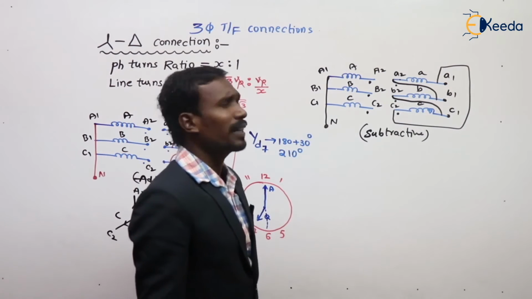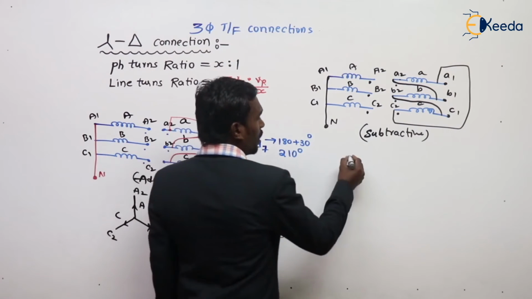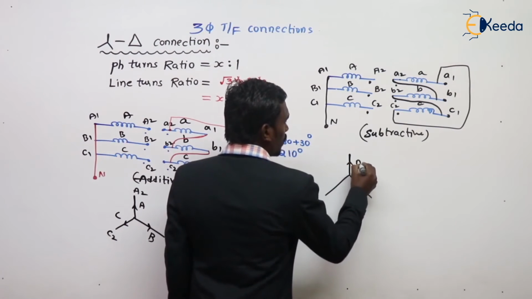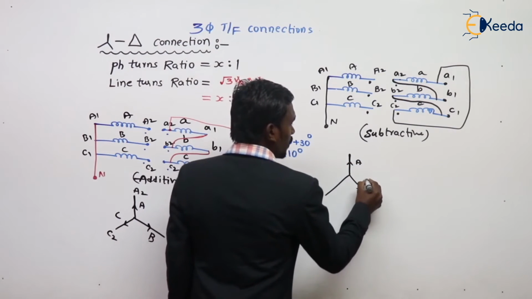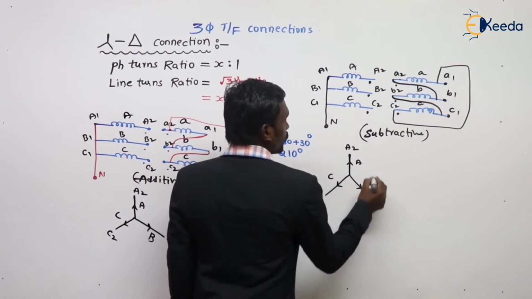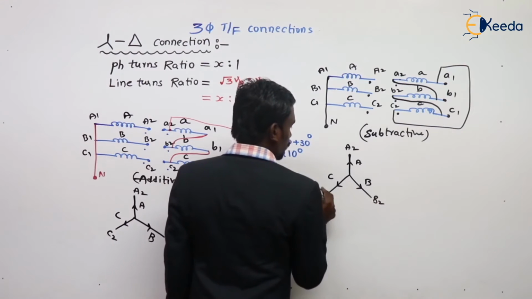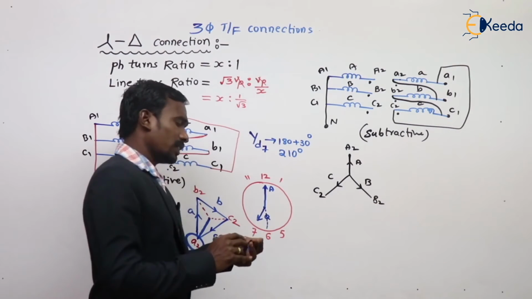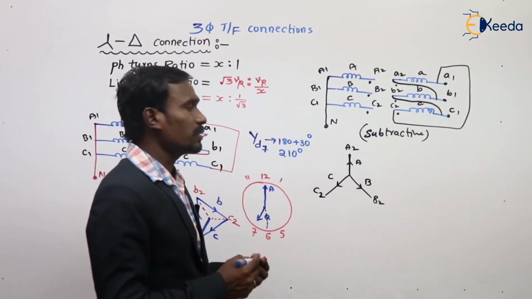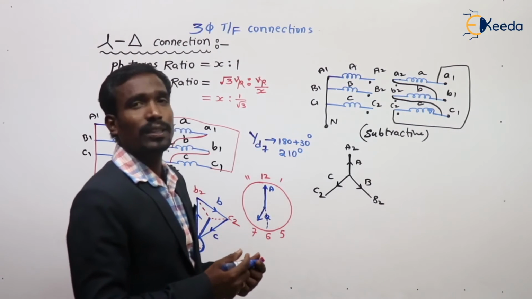Let's draw the arbitrary star. This is the arbitrary star A, B, C, A2, B2, C2. The arbitrary star is okay, which follows the clockwise notation, phase sequence.